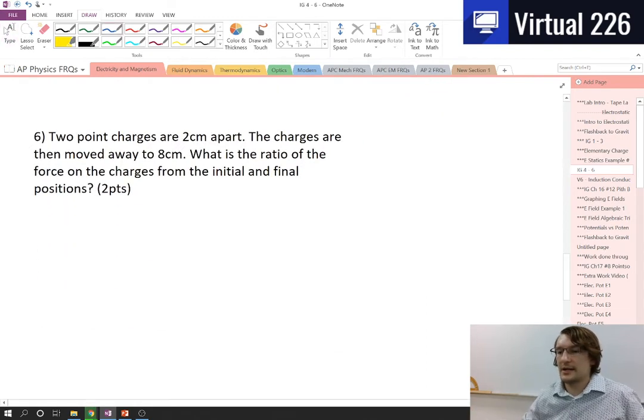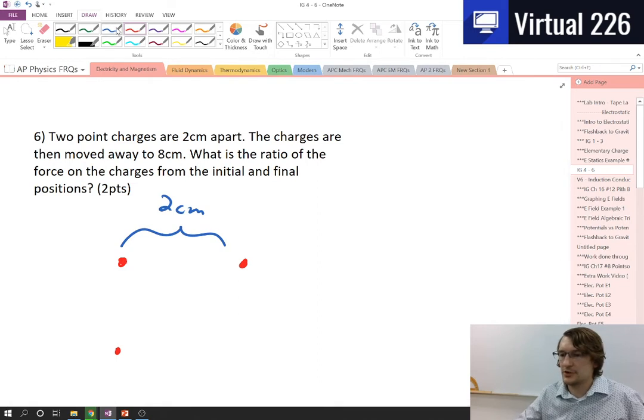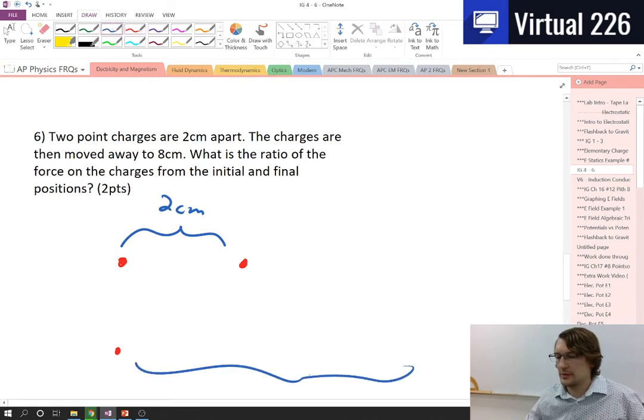Last but not least, we've got problem 6. We've got 2 point charges. We'll just say they're both positive, Q1, Q2, and they're sitting at 2 centimeters apart. Then the charges are moved 8 centimeters away, so a much, much larger distance. What is the ratio of the force on the charges from the initial position up top to the final position in the bottom?